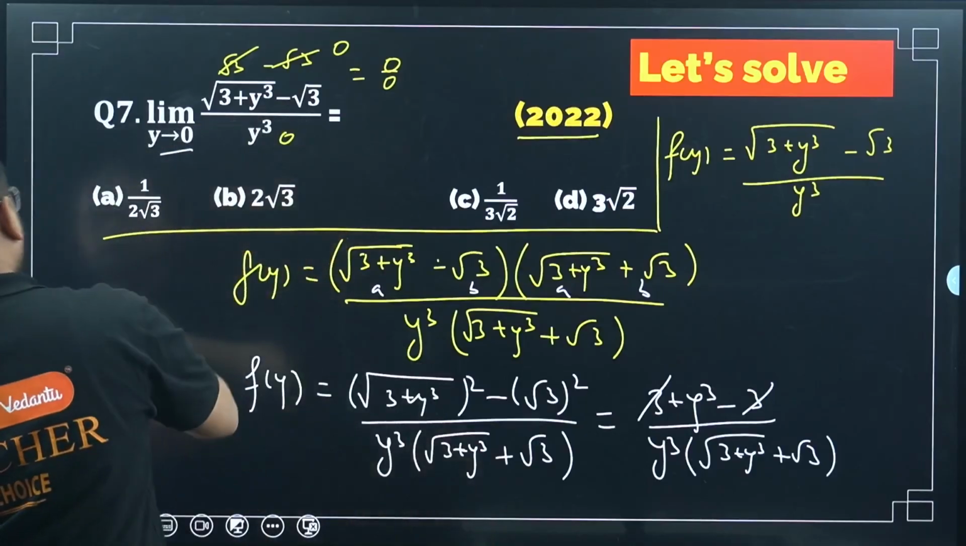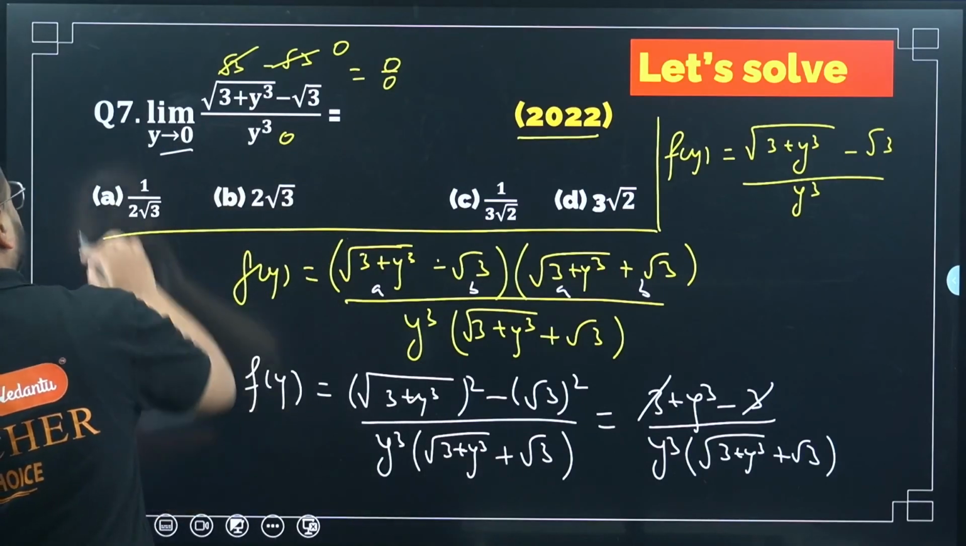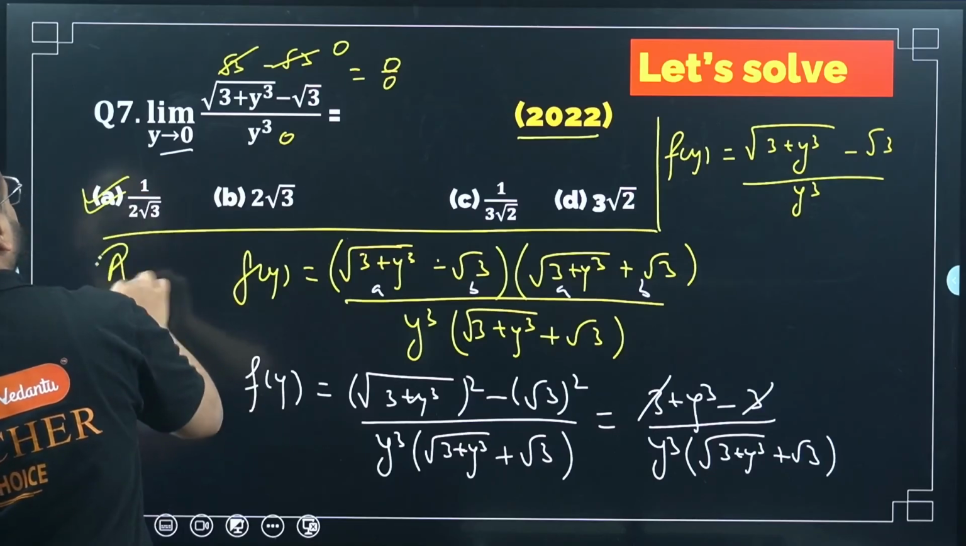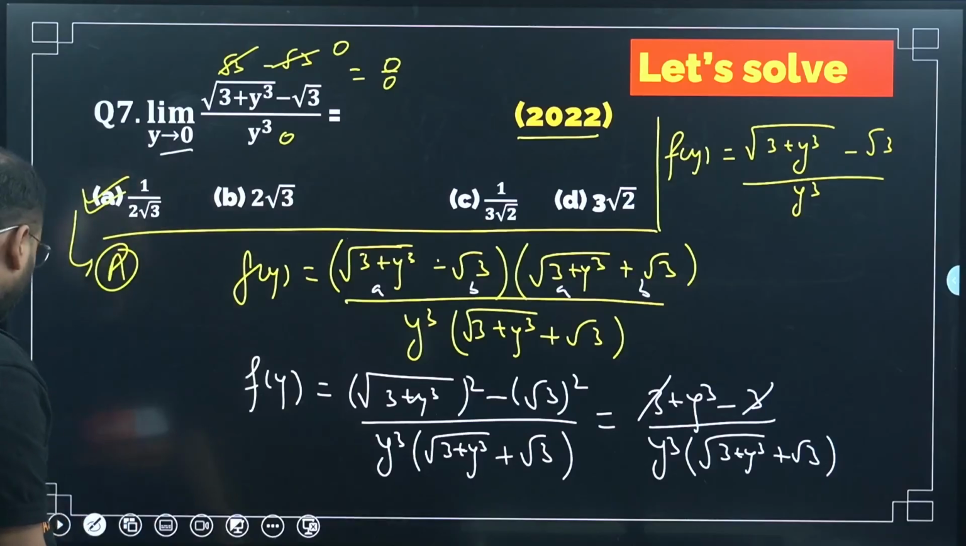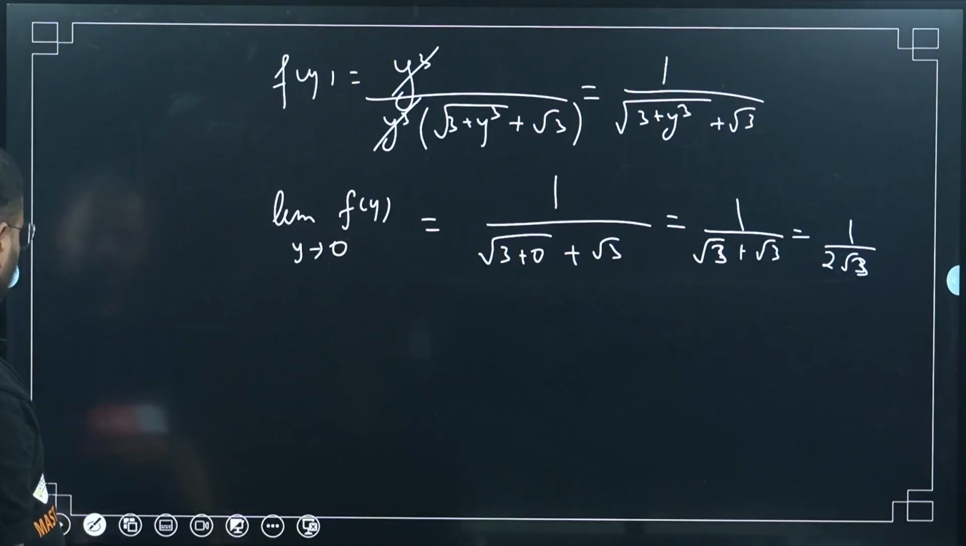Is there any option? Option A, sir. Option A is the correct answer: 1 upon 2 root 3. I hope you can see this. This is visible, right? Let's move on.